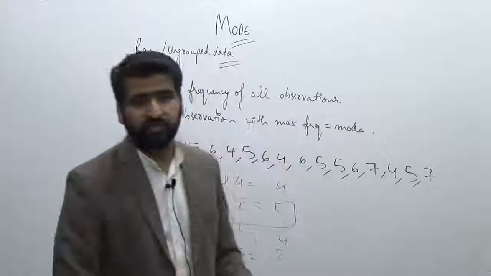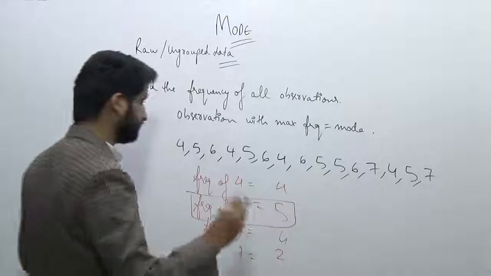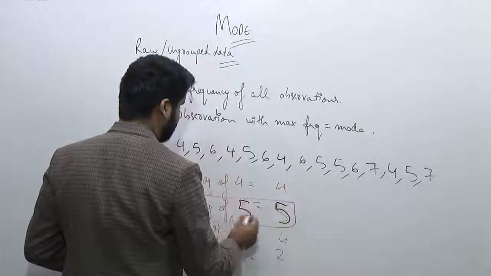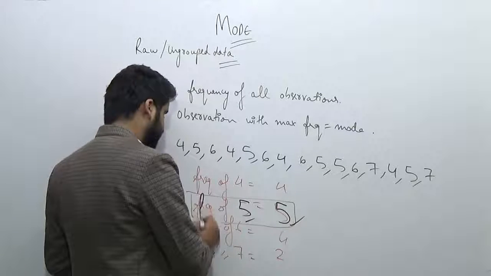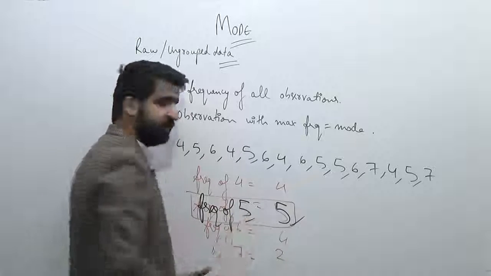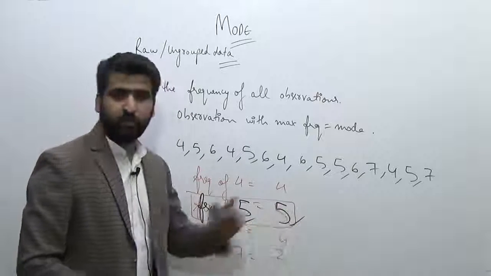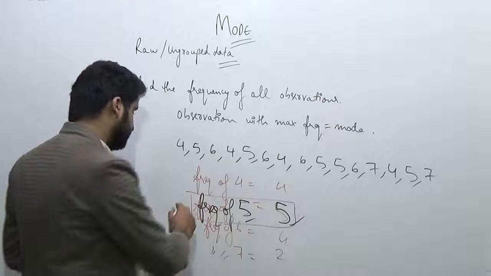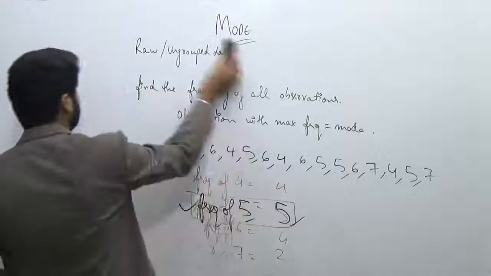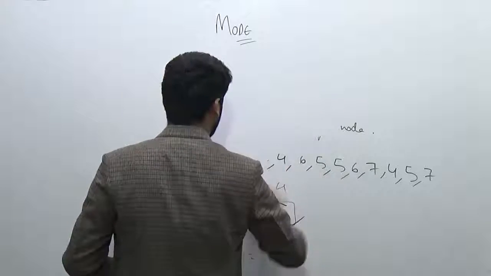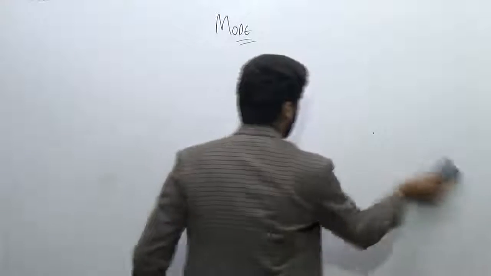Therefore, the mode of this particular data will be equal to 5, because the frequency of 5, if you're not able to see this red pen clearly, so I'm going to write here, frequency of 5 is coming out as 5. Therefore, this will be the mode. So, just understand that the mode is the observation with the most frequency, or such a frequency around which all the other observations cluster around, right?